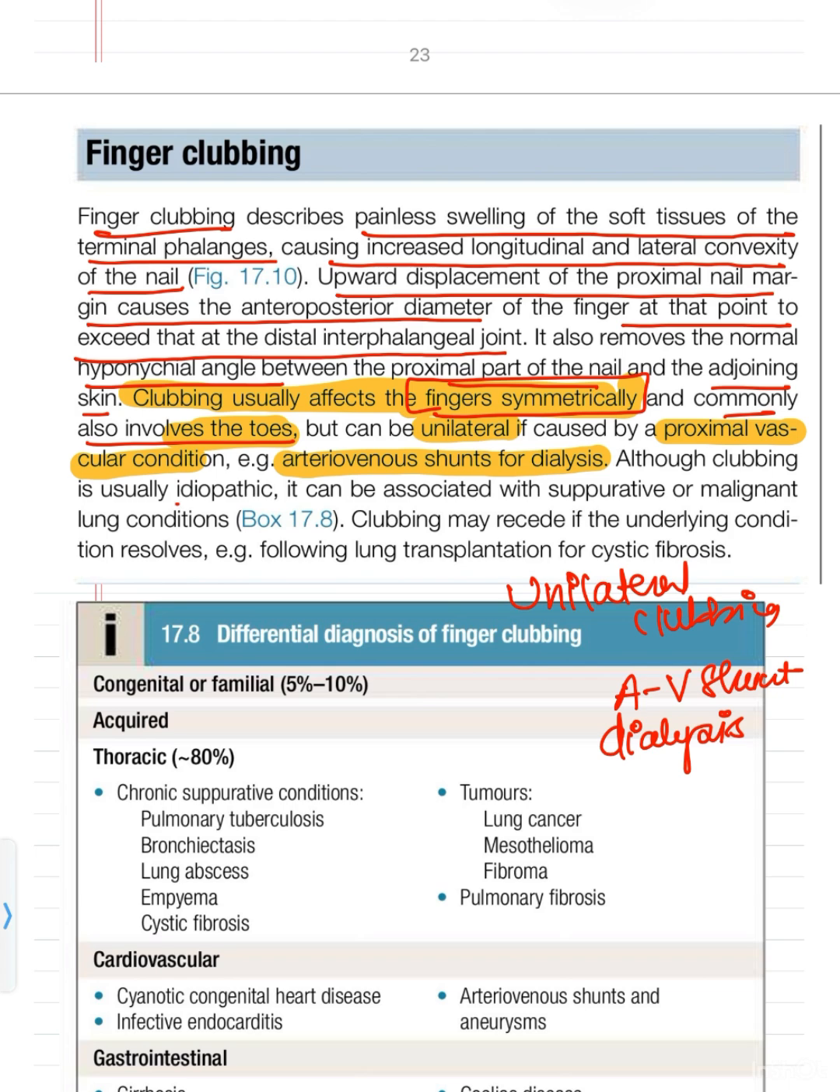Although clubbing is usually idiopathic, it can be associated with suppurative or malignant lung condition. So the third option has been framed from it. So it is associated with malignant lung condition. Yes, and with suppurative lung condition. Yes. Clubbing may recede. So the fourth option is from here. Clubbing may recede if the underlying condition resolves following lung transplantation for cystic fibrosis. So there's a patient with cystic fibrosis. You went for the lung transplant. Now you see that there was initially clubbing, but there's no clubbing now after the lung transplant.